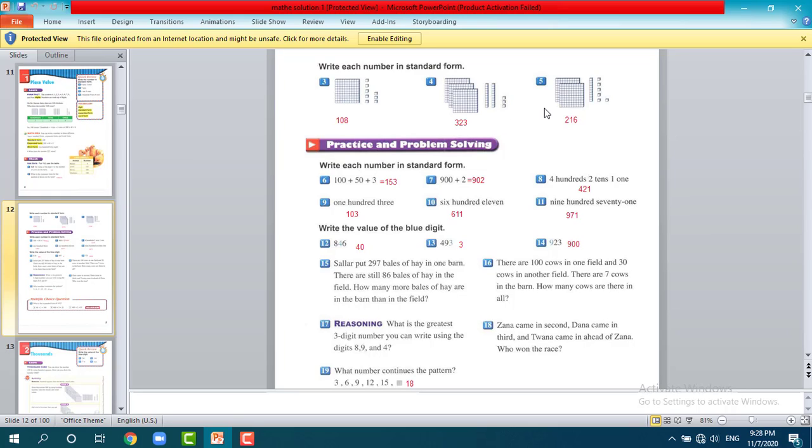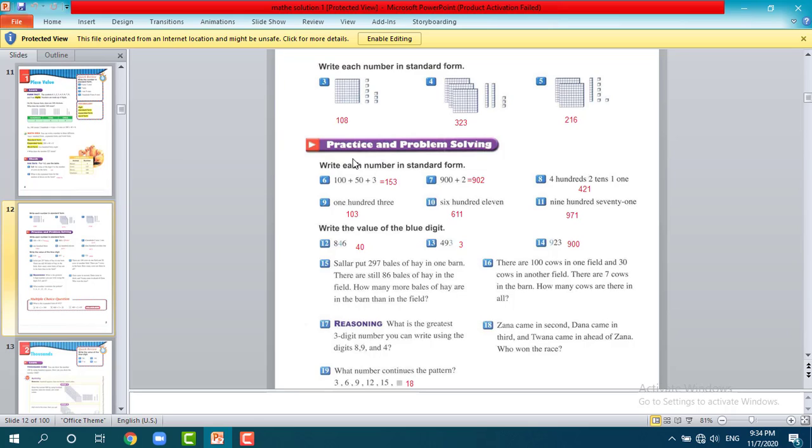Now in equation 5, students, as you can see, we have 1, 2 squares. Then we have to write 2 in hundreds. After that, as you can see, we have one column. Then we have to write 1 in tens. After that, we have 1, 2, 3, 4, 5, 6 cups. Then we have to write 6 in ones. Now we wrote 216.